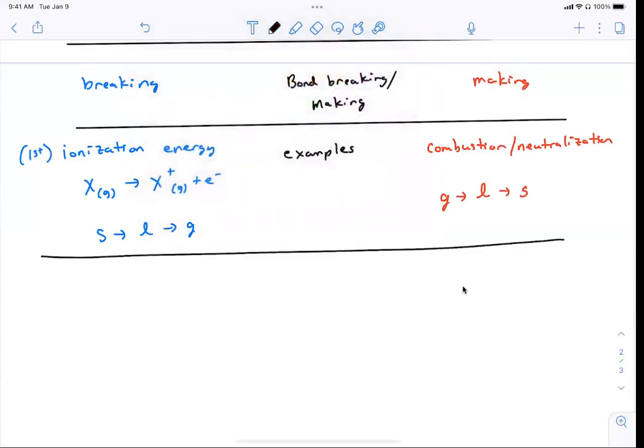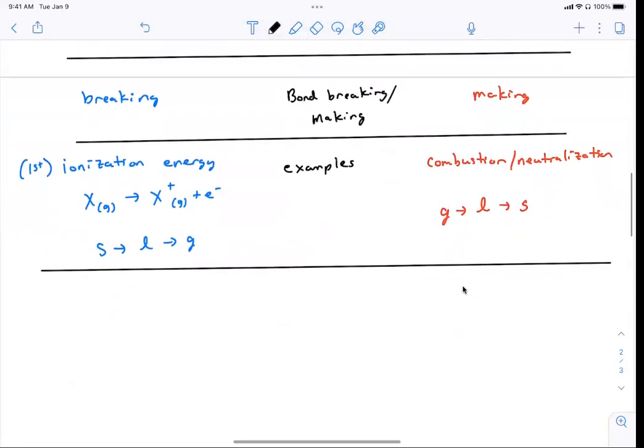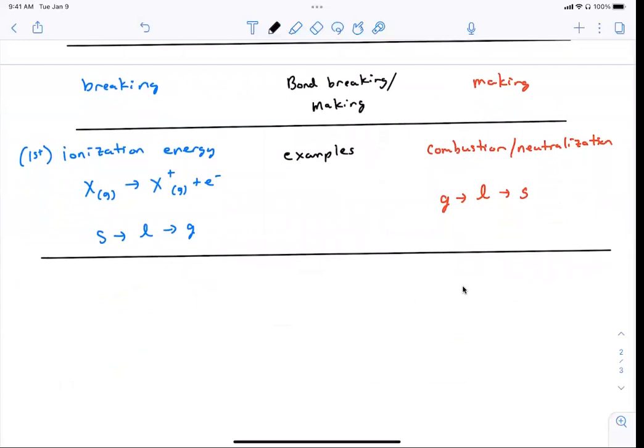So that's it for the table. And that's all of endothermic and exothermic in a nutshell. Oh, sorry, is that the only example? Those are the major examples, yeah. I would say combustion, neutralization, and gas going to liquid to solid. And so remember, particles slowing down to solidify and condense have to lose energy so they can slow down.